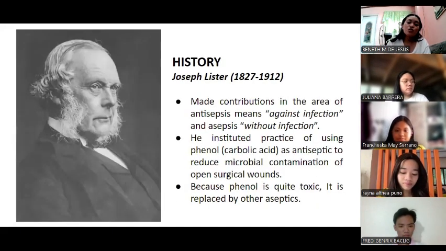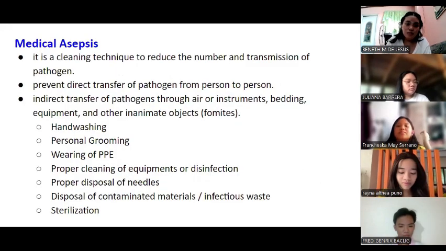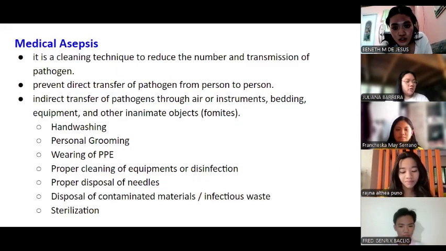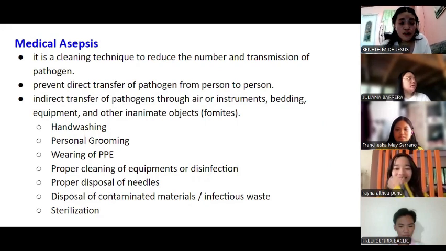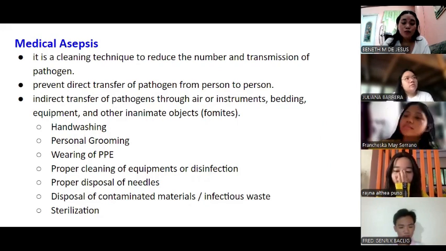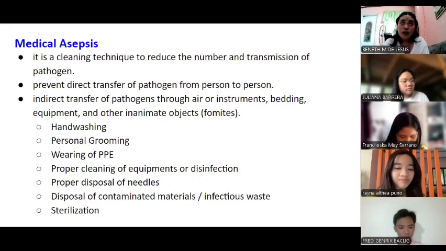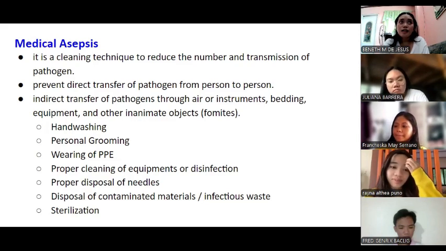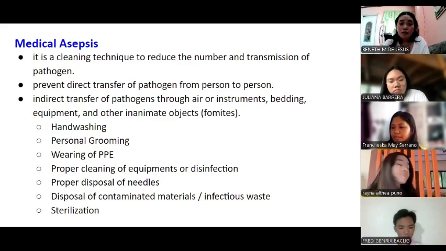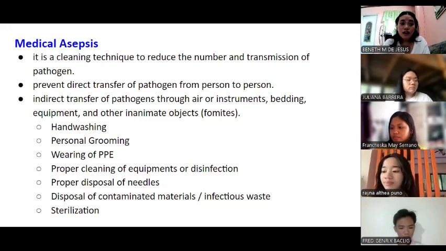So, for the medical asepsis, it is a cleaning technique to reduce the number and transmission of pathogens. Katulad nga sabi ko kanina, prevent direct transfer of pathogens from person to person, and indirect transfer of pathogens through air or instruments, bedding, equipment, and other inanimate objects. Yung mga sinusuot natin, pwedeng makahawa yun sa iba. Kaya pag galing ospital, dapat palit agad ng damit para hindi na natin siya mahawa sa family natin, para maiwasan natin yon.